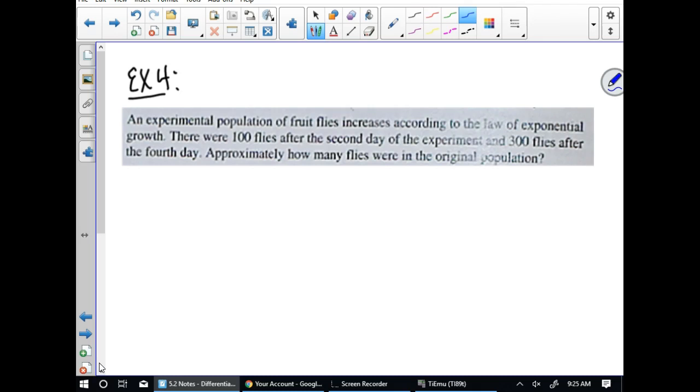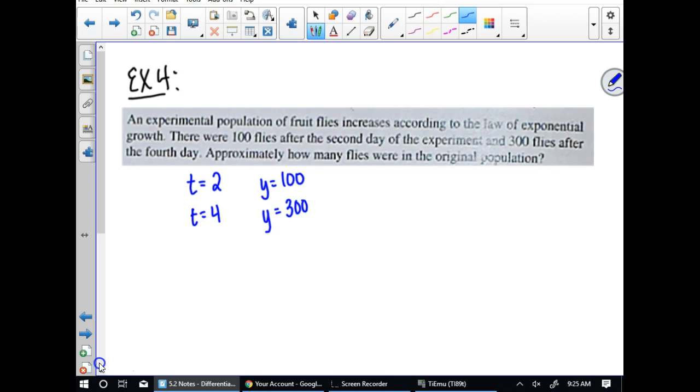Population increases according to the law of exponential growth. There were 100 flies after the second day of the experiment, and 300 flies after the fourth day. Approximately how many flies were in the original population? So, we know t equals 2 is a y of 100, and we know t equals 4 is a y of 300.